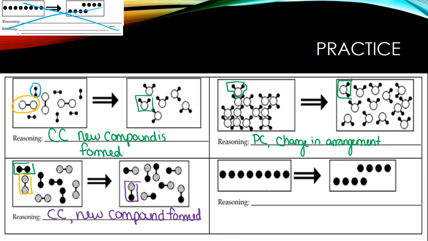And last but not least, we have essentially just an element. And if you take a look at the product side, it's still the same. So this is going to be a physical change, and it was just a change in the arrangement.